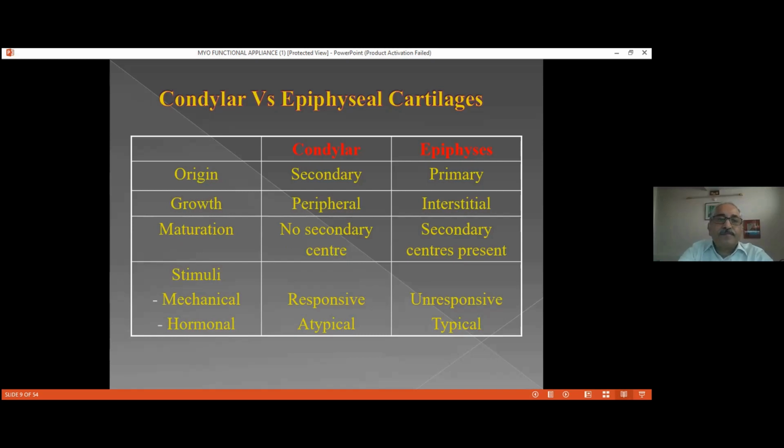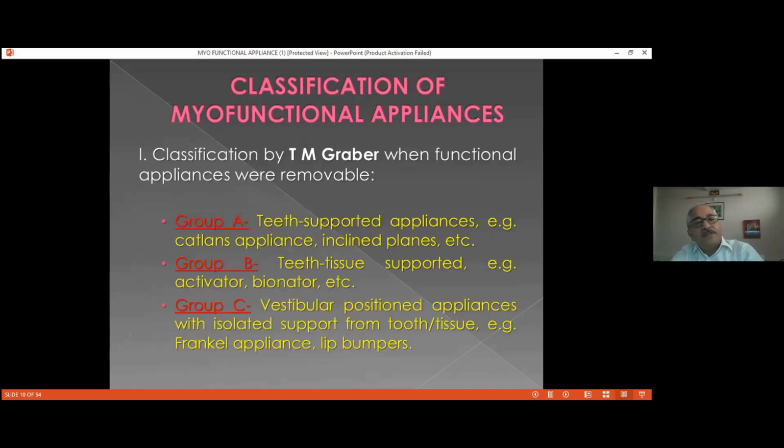Now, the classification of the myofunctional appliances given by T.M. Graber: group A are the teeth supported appliances. Teeth supported appliances are Catalan appliances and inclined planes. That is, this particular appliance is fixed over a tooth, whereas group B is teeth and tissue supported, that is the activator and bionator.